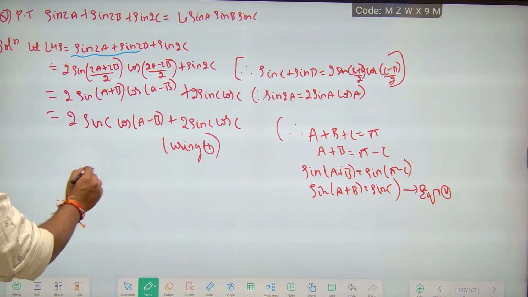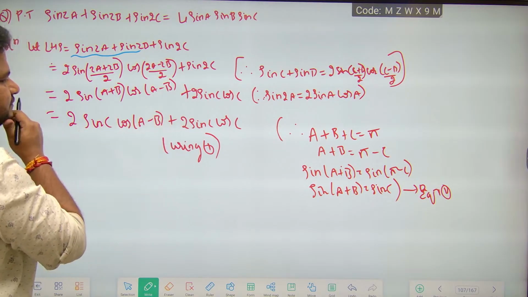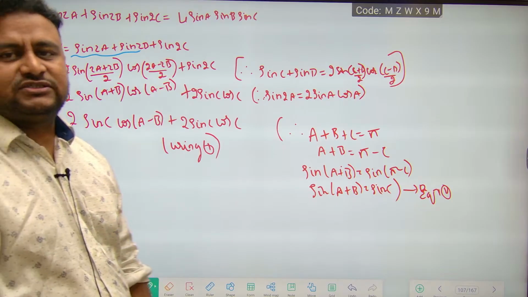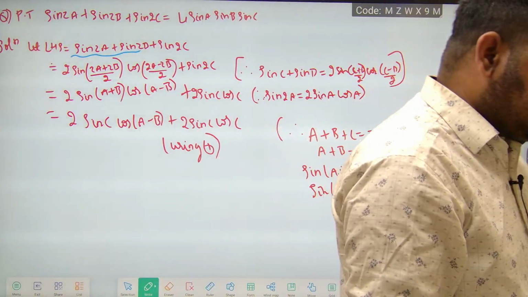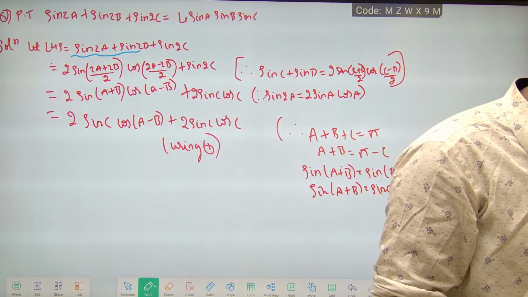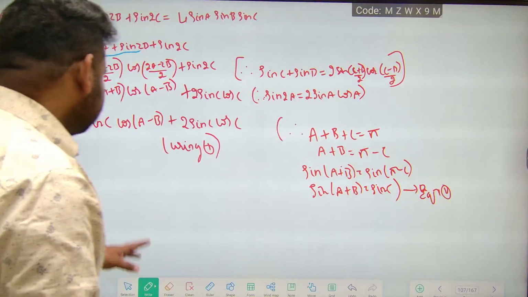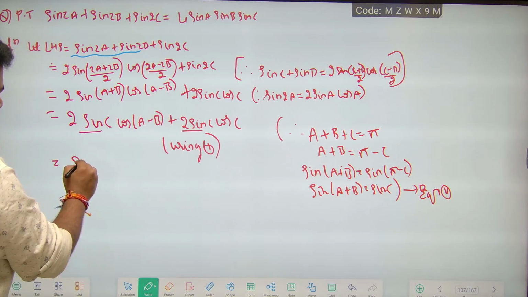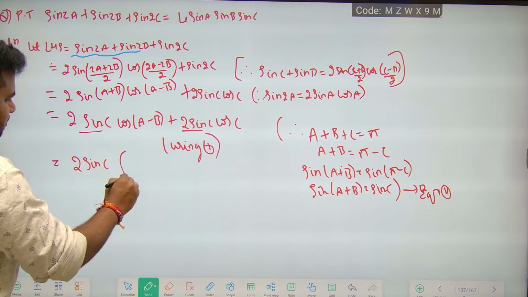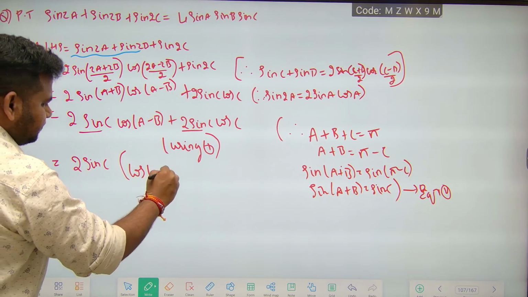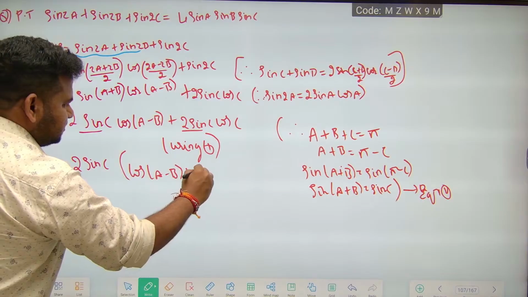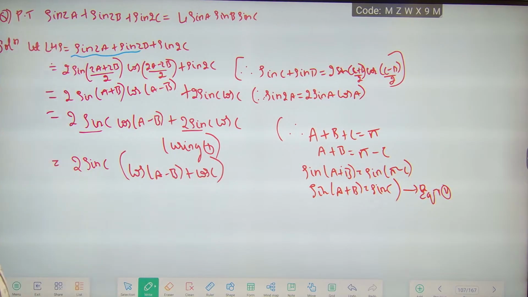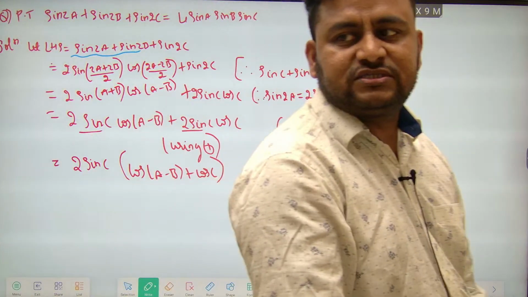Now this will become 2 sin C, 2 sin C is there. I can take 2 sin C outside. If I take 2 sin C outside, what will I get, friends? This implies 2 sin C into cos of A minus B plus cos C. Cos of A minus B plus cos C is what I am having.